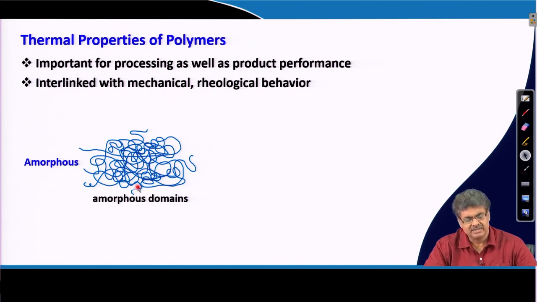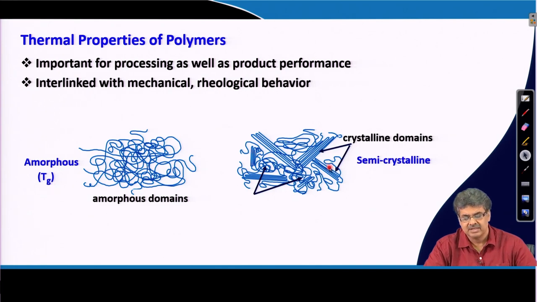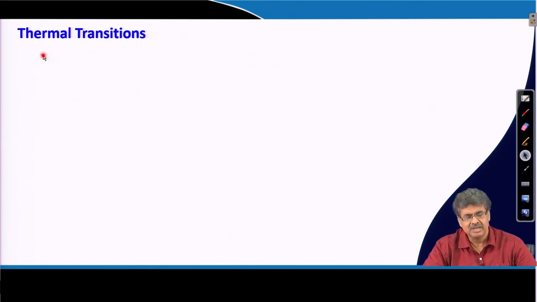Again, as we have discussed, amorphous polymers are entangled frozen mass with practically no order, and these polymers are characterized by a glass transition temperature. Similarly, for a semi-crystalline polymer, we have both amorphous domain and crystalline domain, which correspond to Tg and Tm, glass transition temperature and melting temperature. So, we have been talking about glass transition temperature and melting temperature. These are the typical thermal transitions in a polymer sample.